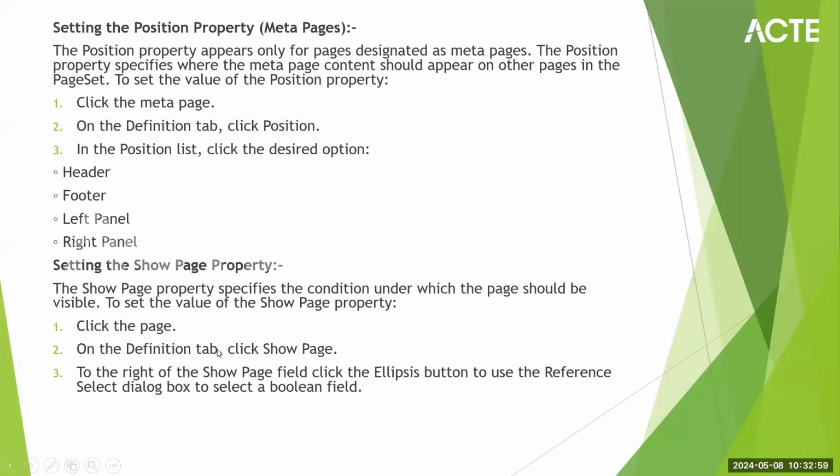Setting the show page property. When that particular page should be displayed on the UI, you set the condition here. So how to set that? Click on the page on the definition tab, click show page, and to the right of the show page field, click the ellipsis button to use the reference and select a condition.